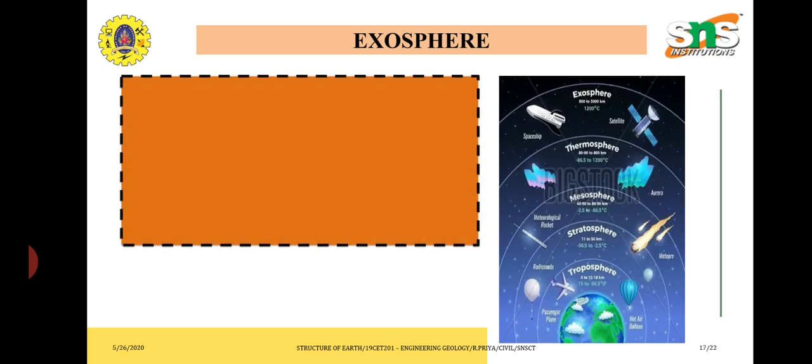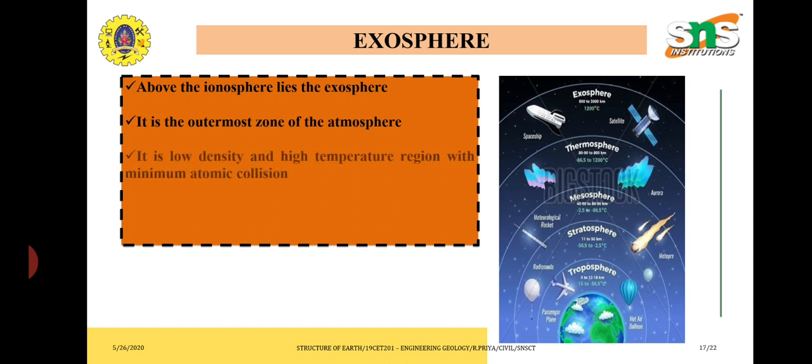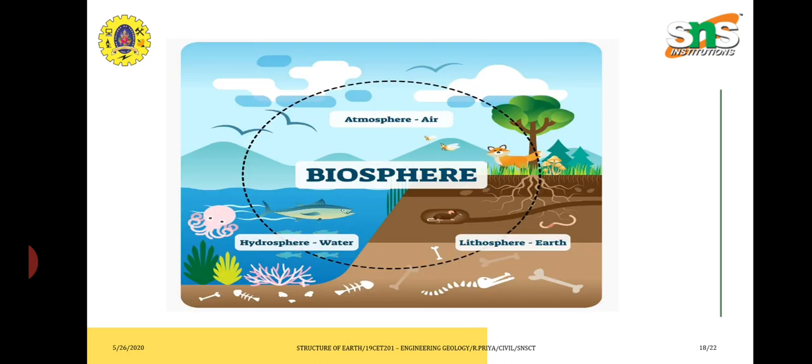And finally, coming to the exosphere. The exosphere is the fifth layer. It is present above the ionosphere and is the outermost zone of the atmosphere. It has very low density and very high temperature, nearly 1000 degrees Celsius. Because of this high temperature, all the particles are separated, the concentration of each gas particle is reduced, and it poses no offense to the space traveler.